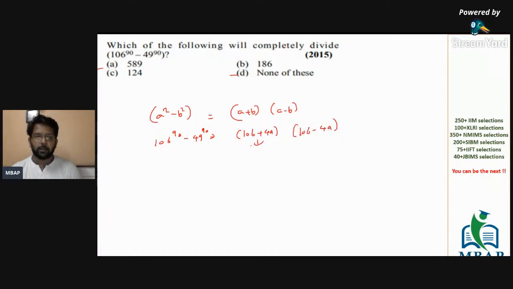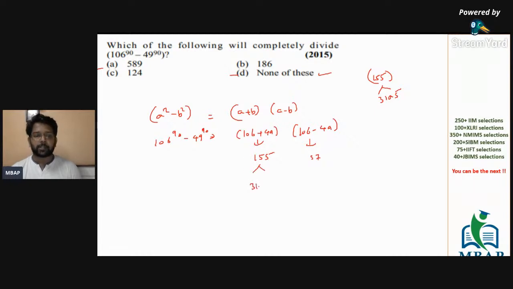Technically, 106 plus 49 will become 155, and 106 minus 49 will become 57 only, right? Some of you will consider, okay, neither 157 nor 155 nor 57 is available, so I'm going to mark option B. But if a value is divisible by 155, it is surely divisible by the factors of 155 also.